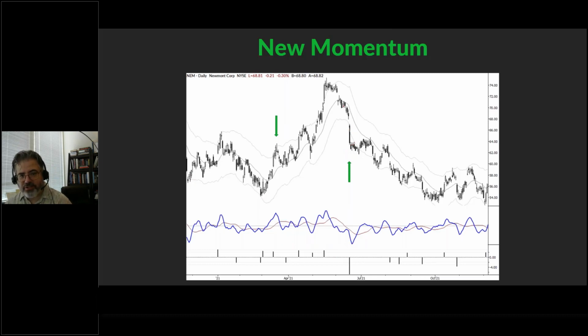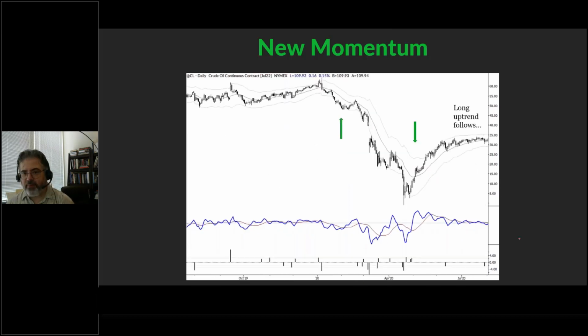So what this shows us is that this move, and again, it's pretty obvious on the chart, right? Something happened. It's a pretty dramatic failure, but this new downward momentum shows us that we may be beginning a downtrend. Let's look at another example.